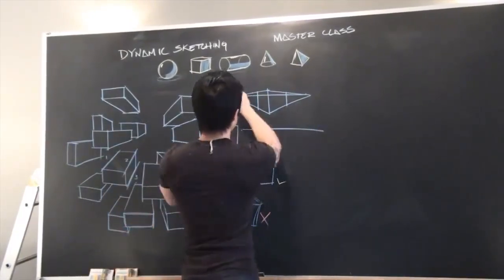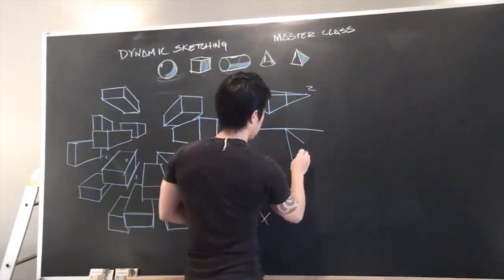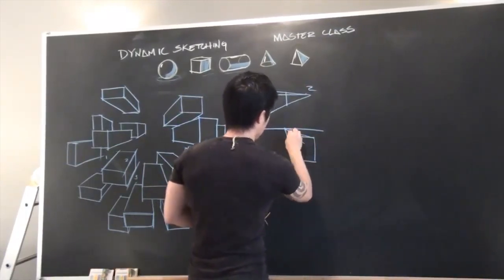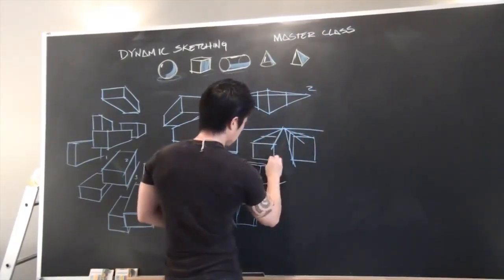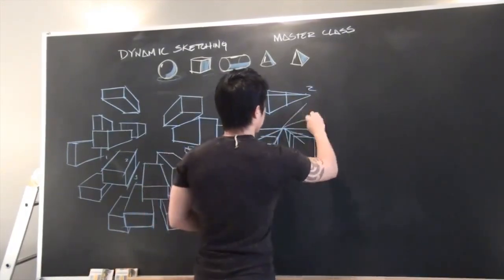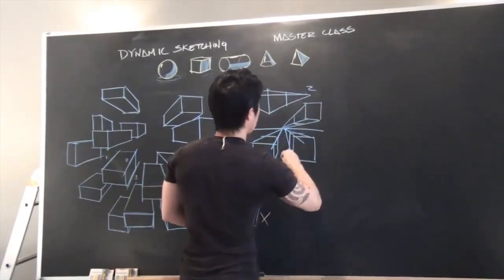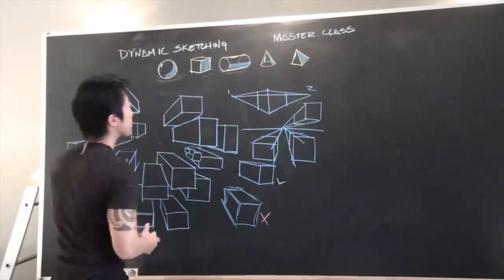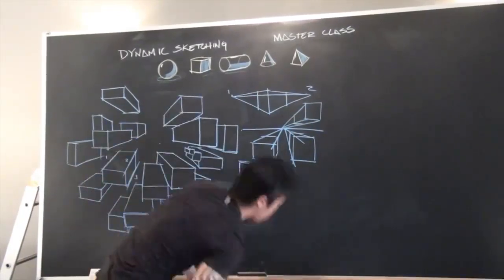So that's the 2 point. This is the 1 point. And just do a page of these, just so you understand the basics of perspective, of vanishing points and horizon line, and then move on to something like this. Okay.